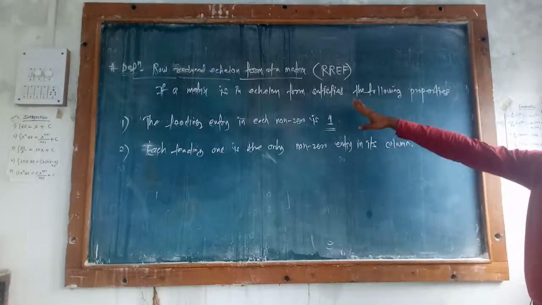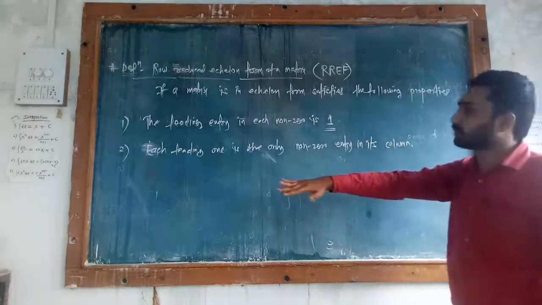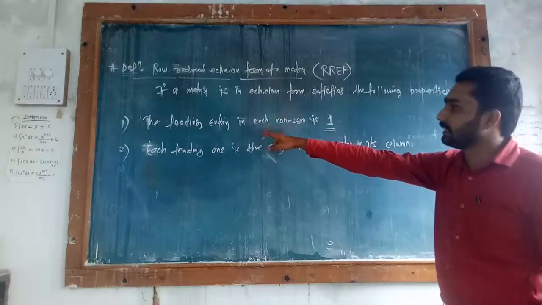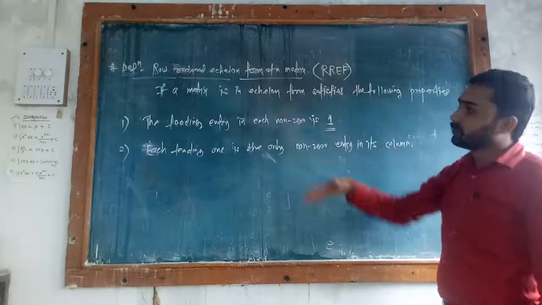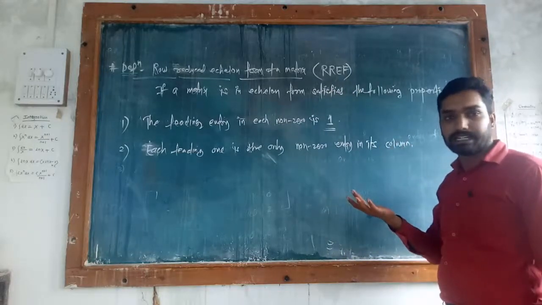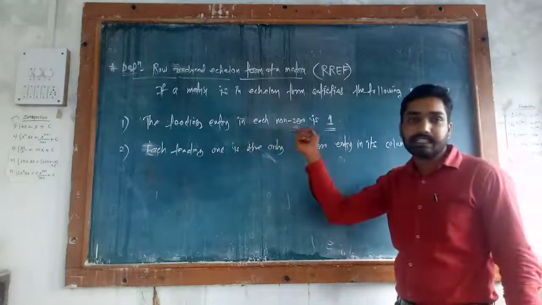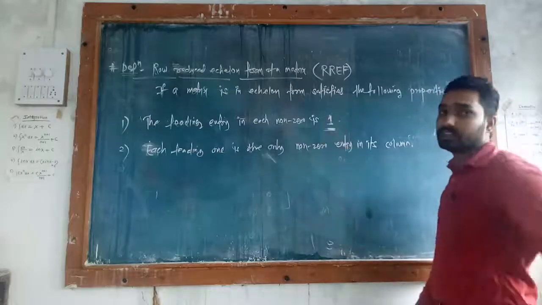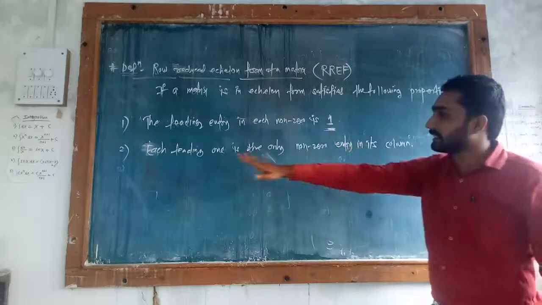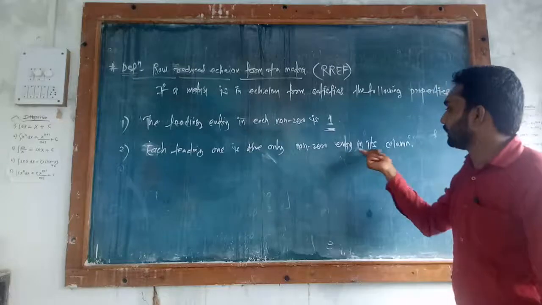What is the row reduced form? If the given matrix is in echelon form, and that echelon form satisfies the following properties. The first property: the leading entry in each non-zero row becomes 1. In echelon form, the leading entry can be any non-zero number. But in row reduced echelon form, the leading entry in each non-zero row must be 1. And the second property is that each leading one is the only non-zero entry in its column.